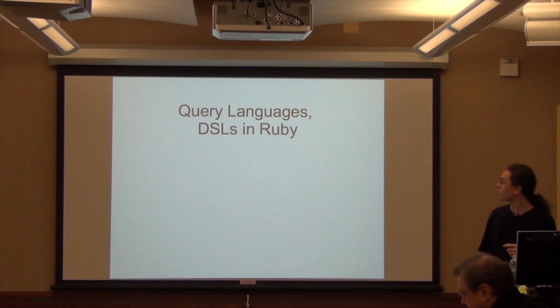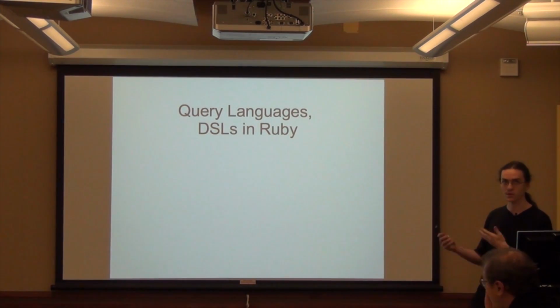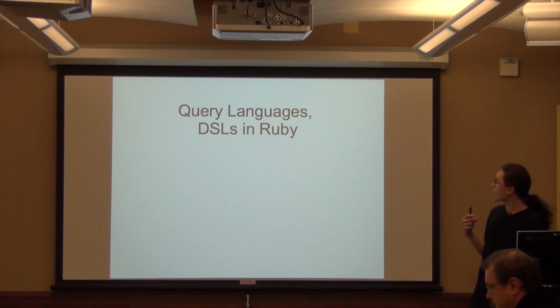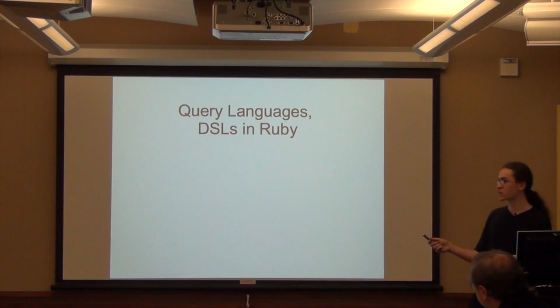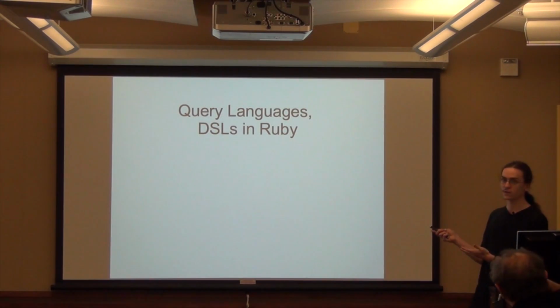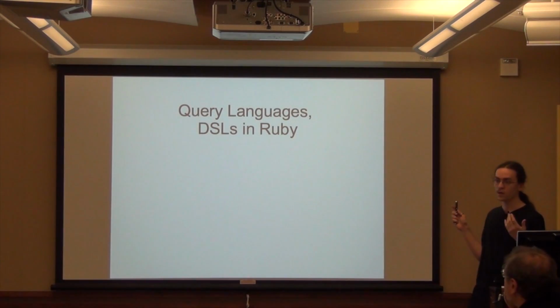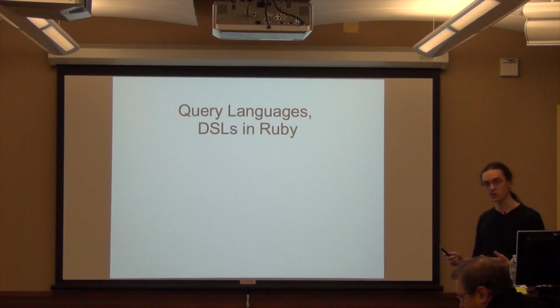We ended up making the query language a domain-specific language in Ruby, as well as a few other languages. I'm going to talk a little bit about query languages in general, and then domain-specific languages in Ruby in particular, with an emphasis on what you should watch out for, be careful with, if you decide to use domain-specific languages in Ruby in your own programs, which is a good idea because they're awesome and make your code look great.